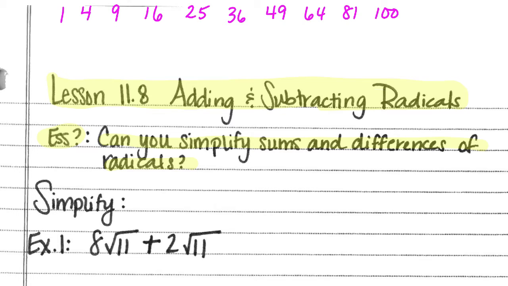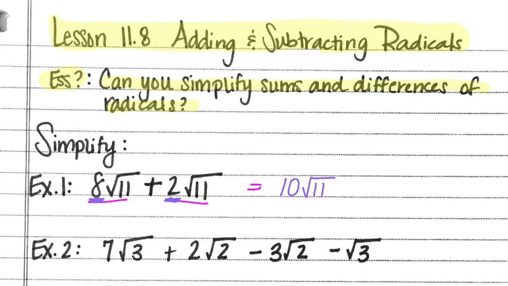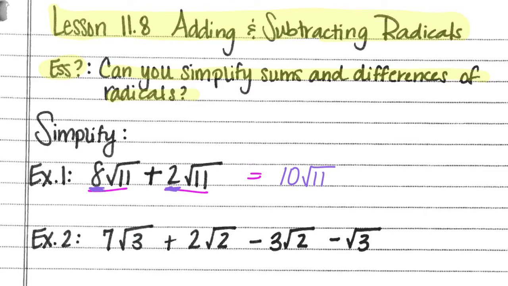But if we start with example 1, and I just have 8 root 11 and 2 root 11, we're really just adding the coefficients. 8 and 2 is 10 root 11. So you have to add if they are like radicals, and you can only add the coefficients. Do not add inside of the radical.